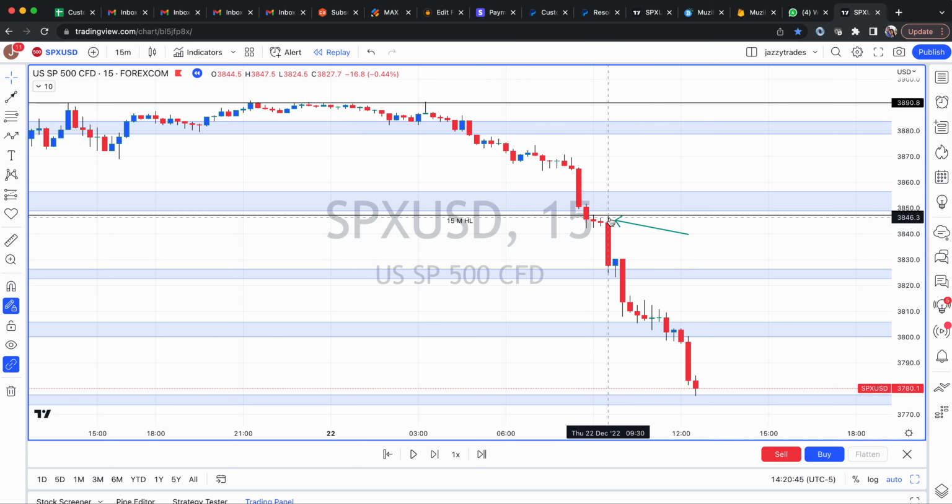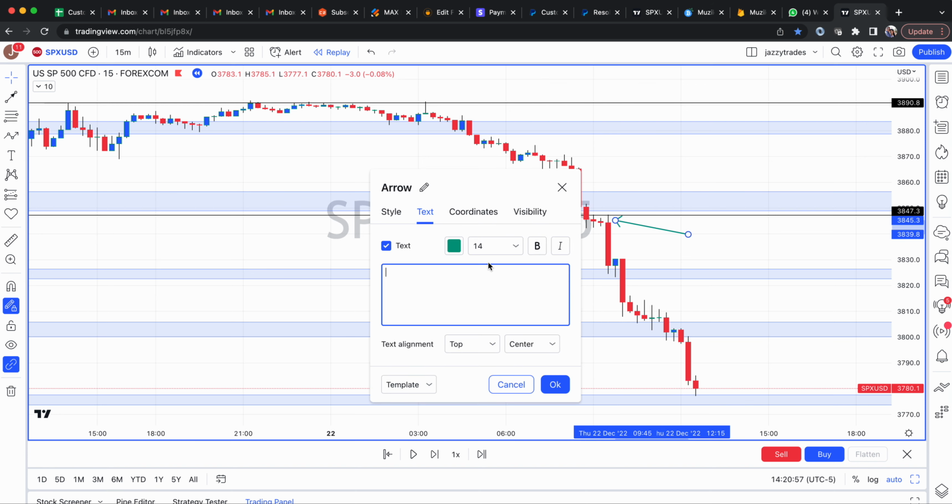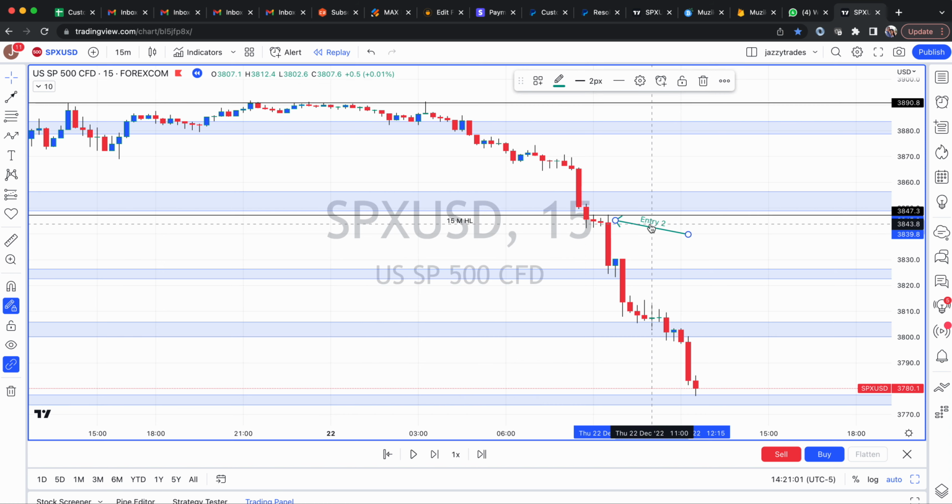Puts entry right here. Comes down, closes below it, below the zone. Candle number 2, candle number 3, candle number 4 rejects right from it. This one rejected too, right? So you can call it entry 2. And we can call this one entry 3.